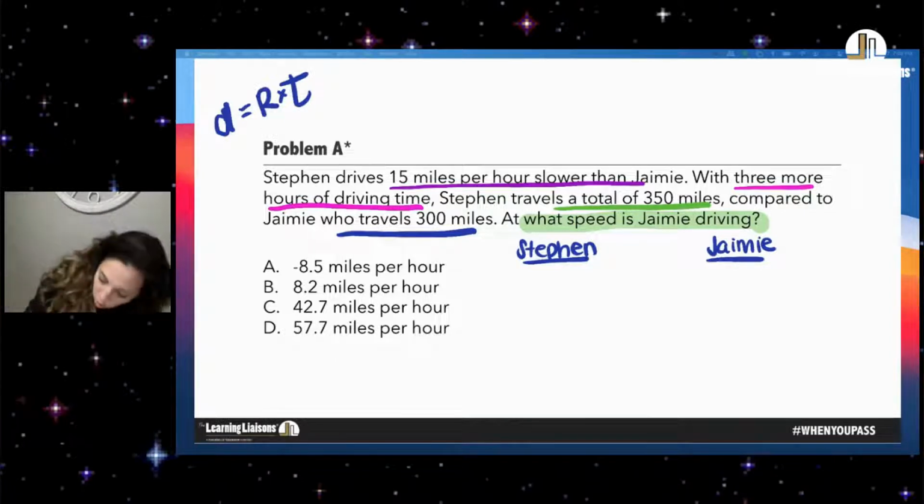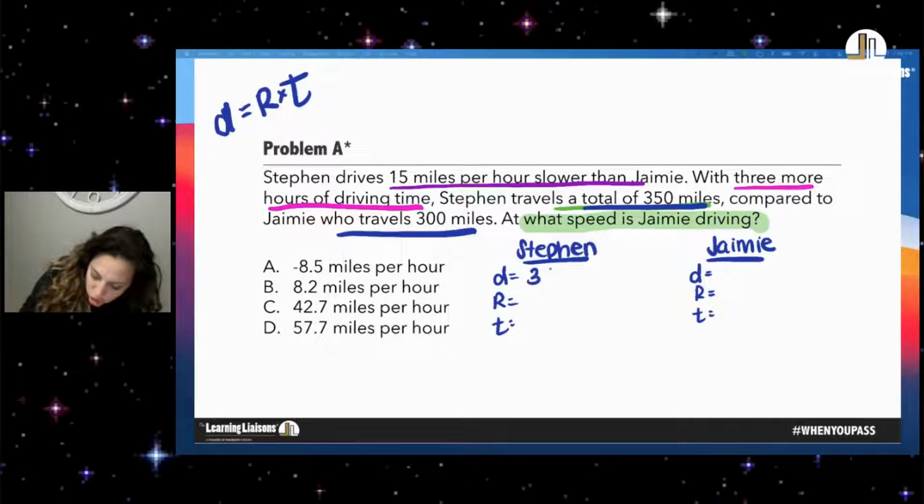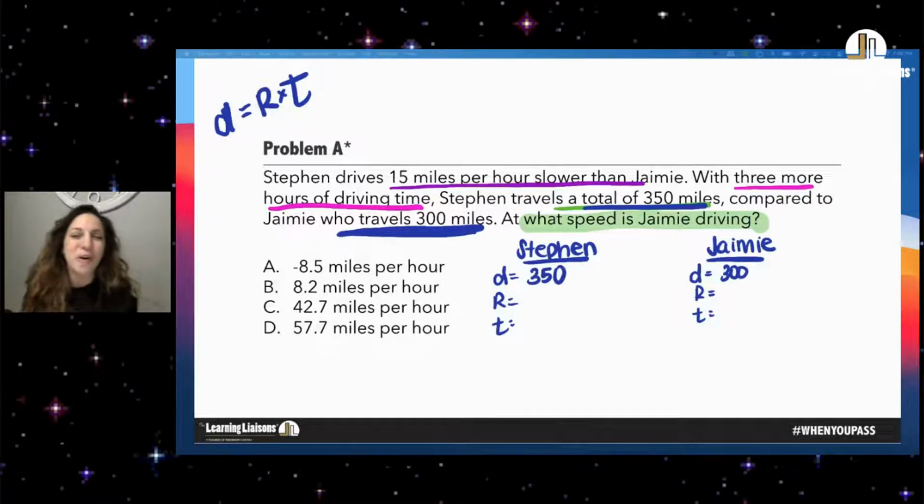So what do we know about Stephen and Jamie? Well, we know Stephen has a distance, a rate, and a time. And we know Jamie is going to have a distance, a rate, and a time as well. Now let's go ahead and define their distances, rates, and times. How far is Stephen traveling? Stephen is traveling a total of 350 miles. So Stephen's distance is 350, while Jamie's distance is 300.